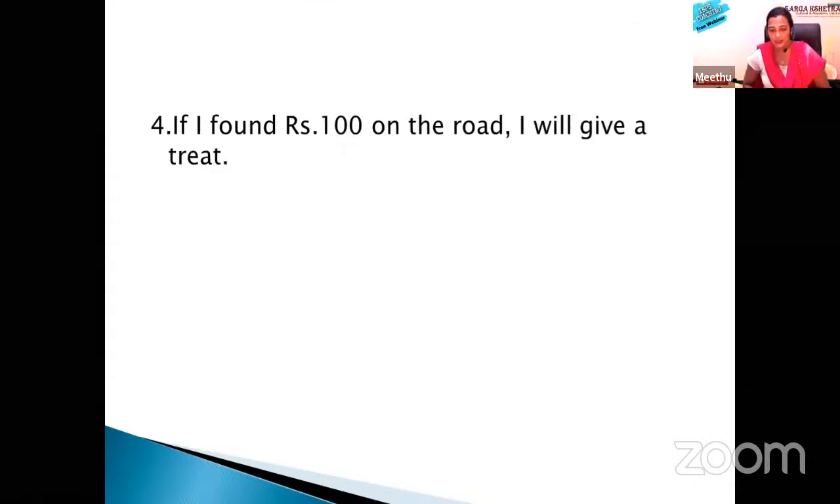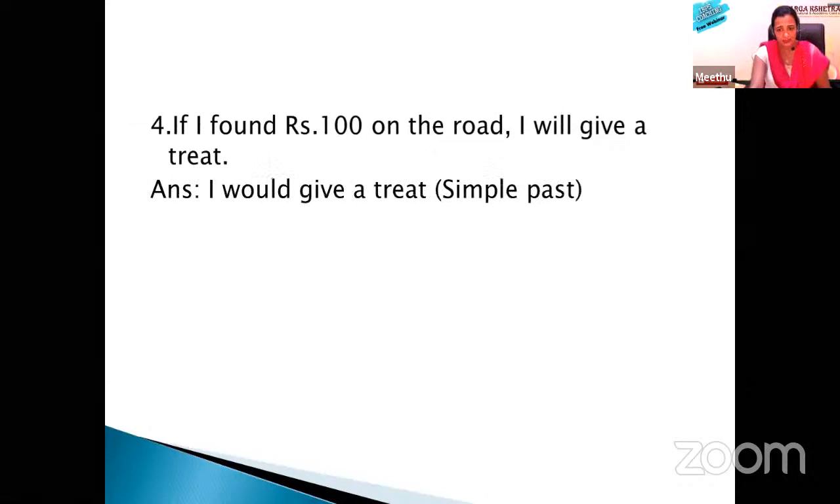Again, one more question. If I found ₹100 on the road, I will give a treat. These questions are very, very important. These questions are like if clauses. It is said like if clauses. One Mark in the if clauses is a short question. So I must say that you should have a very keen eye on these if clauses. That is, if I found ₹100 on the road, I'll give you a treat.